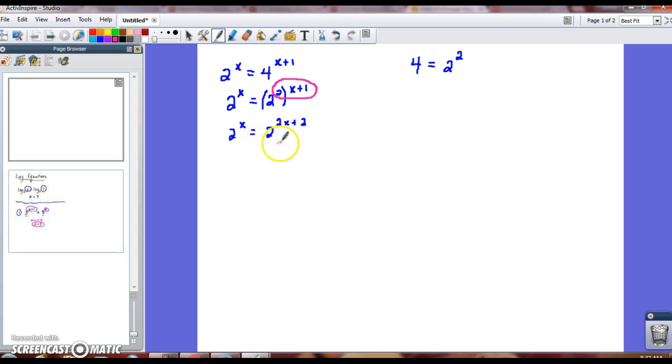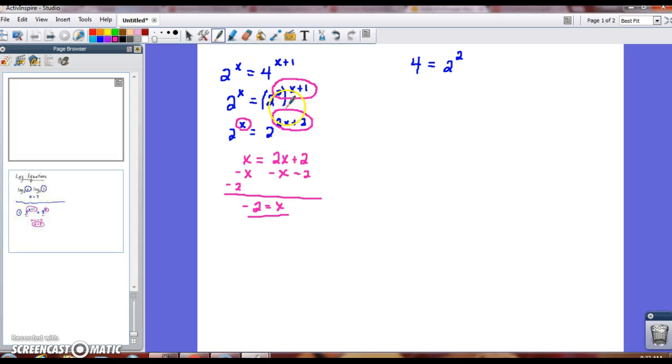Now I have a situation where my bases are the same, I have this equal sign. That must mean that my exponents have to be equal to each other. So I have x is equal to 2x plus 2. And now I can easily solve for x, right? If I subtract x from both sides, and then I subtract 2 from both sides, I end up with negative 2 is equal to x.